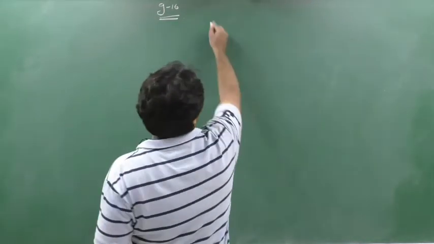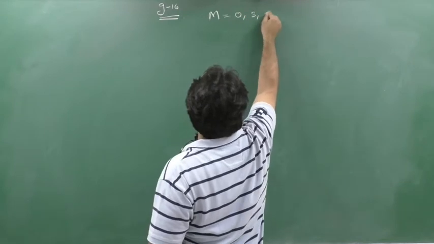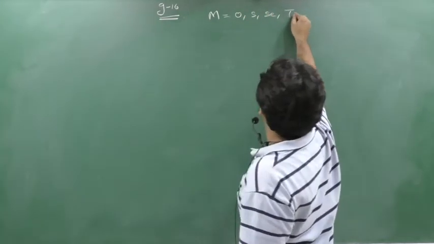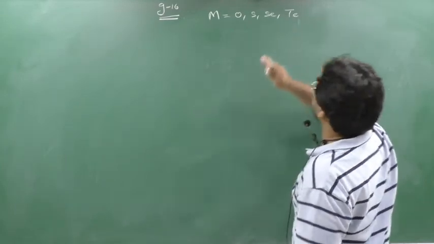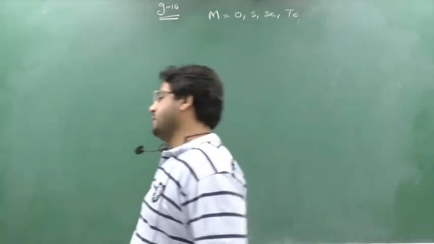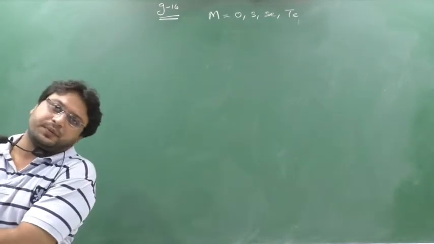So we know that group number 16 elements, if I consider as M, are oxygen, sulfur, selenium, tellurium and polonium. But here we are not considering polonium because polonium is a radioactive element. Due to the radioactive nature of polonium, we are not considering it in the physical properties.